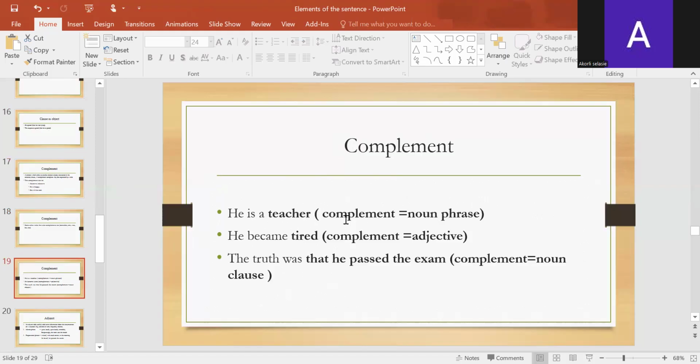He is a teacher. See, the complement is a noun phrase. He became tired. The complement is an adjective. The truth was that he passed the examination. The complement is a clause: that he passed the examination. See, in this case, consider the type of verbs here: is, become, was. Those verbs are not actually many, but take note of them.